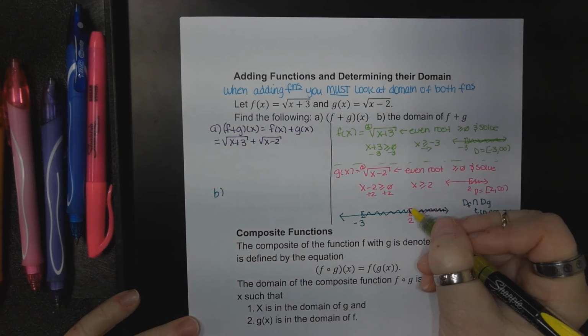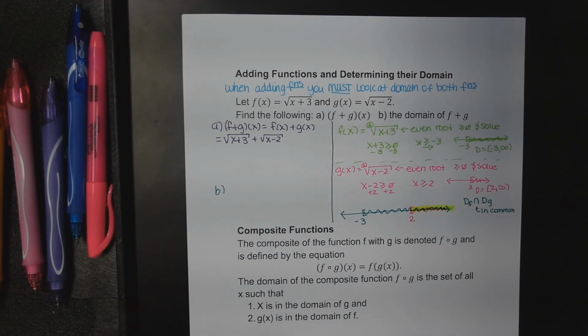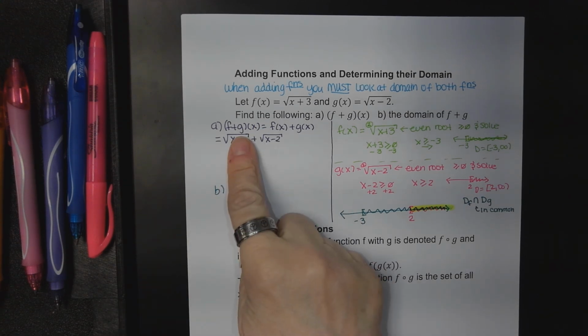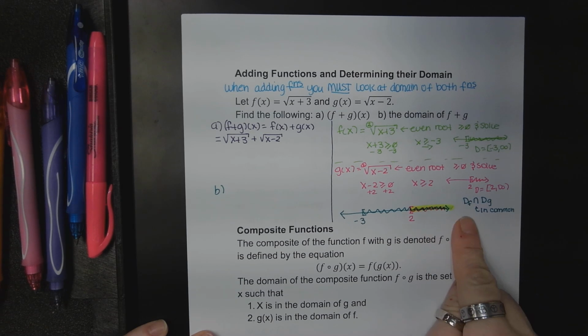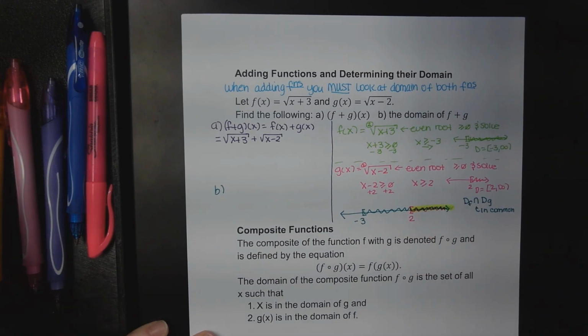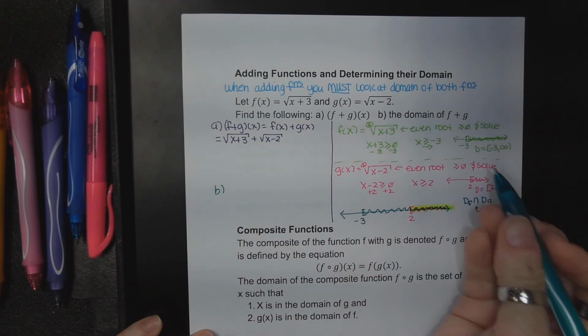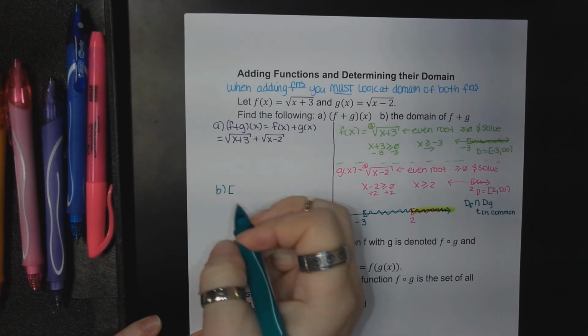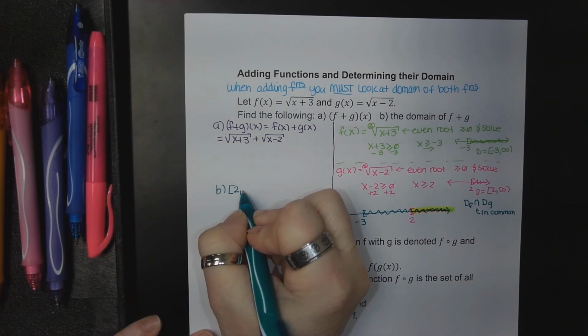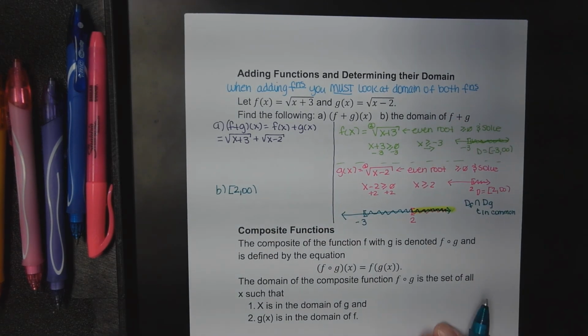So from here over is what they share in common, right? So the domain for f plus g of x is only this area right here. So our answer for B, for the domain of f plus g, is, you always use this grouping symbol, so it's going to be bracket 2, comma, infinity. So that would be your domain.